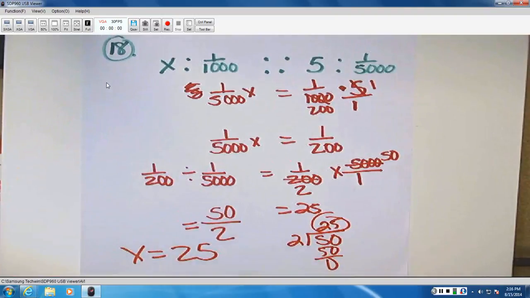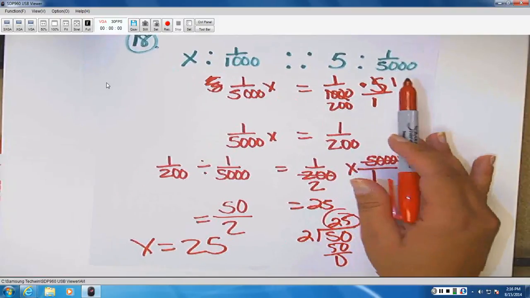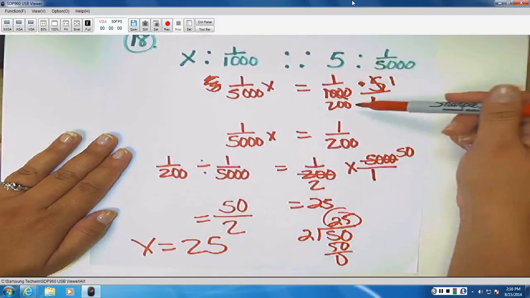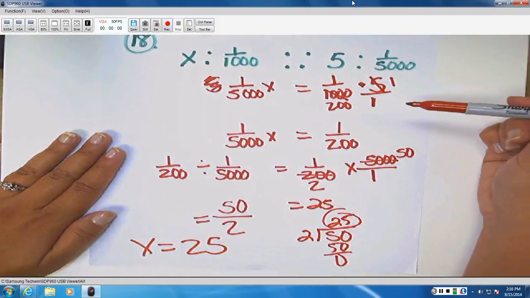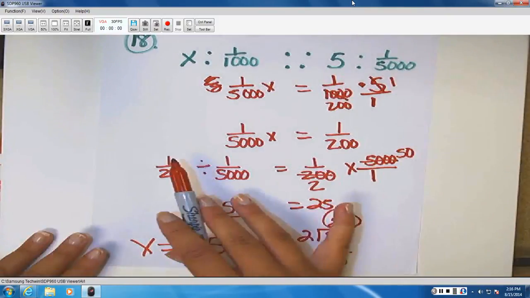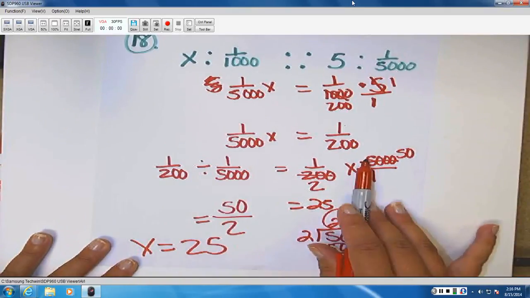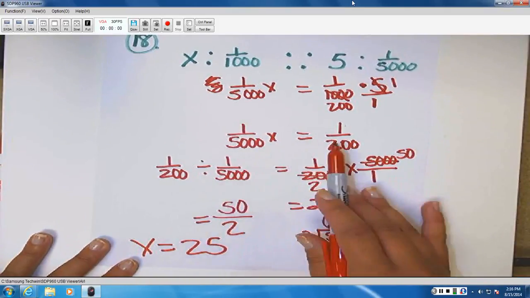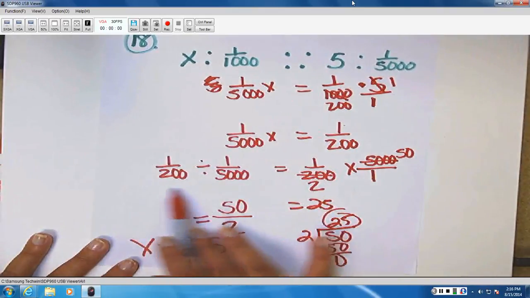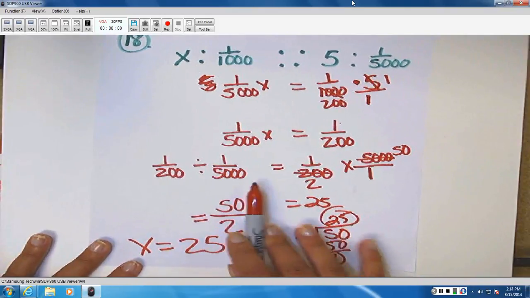Okay? So again, to review this one, here was the proportion that we started out with. We set up our equation. It was 1 over 5,000 times x equals 1 over 1,000 times 5. Before I did my multiplication, I reduced by 5, and I was left with 1 over 200. So this was my next equation, 1 over 5,000 times x equals 1 over 200. I then took my 200 and divided it over here, setting my equation up like this. Instead of dividing, I flipped this 1 over 5,000 and ended up multiplying straight across.